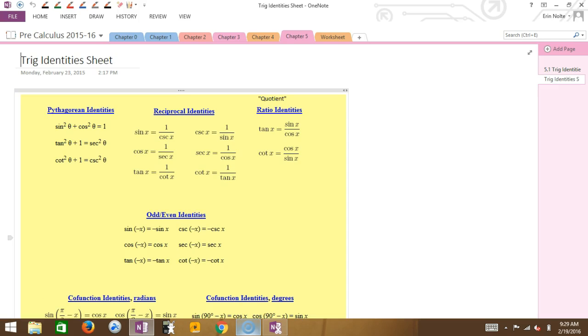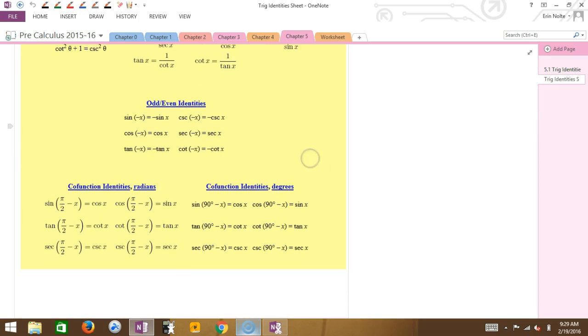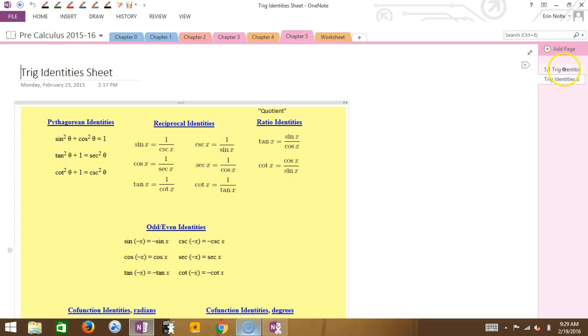We use a little bit of the even and odd identities, not a ton. Those are usually really easy to identify because there's a negative in front of them. And then at the very bottom, you have cofunction identities. These are the exact same identities. One is just in terms of radians, the other one is in degrees. These are also super easy to identify because you see the sine or whatever trig function of that quantity of pi over 2 minus the x or whichever. Those are super easy to identify. I like those. So, how the heck are we going to use this?